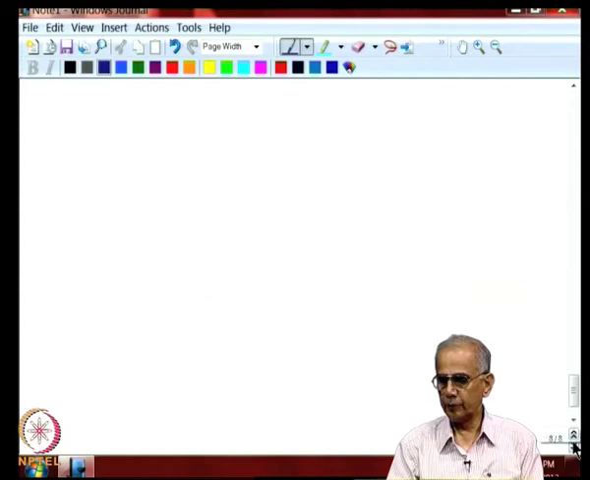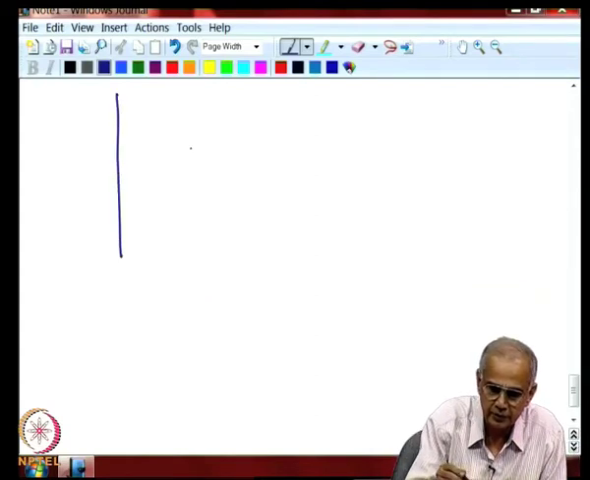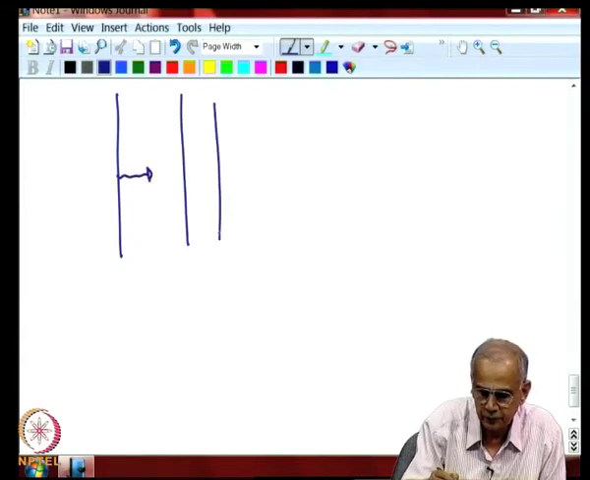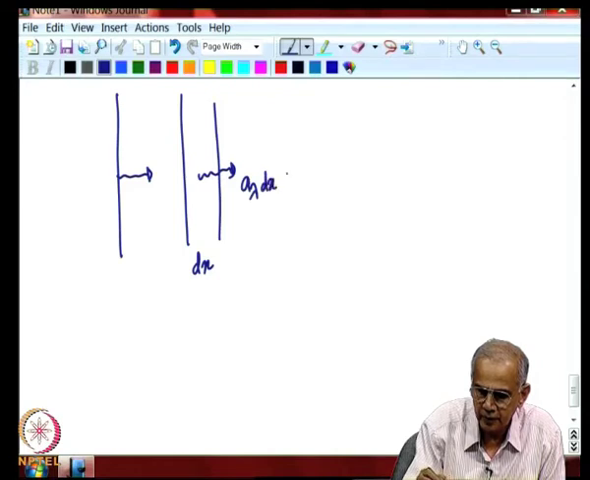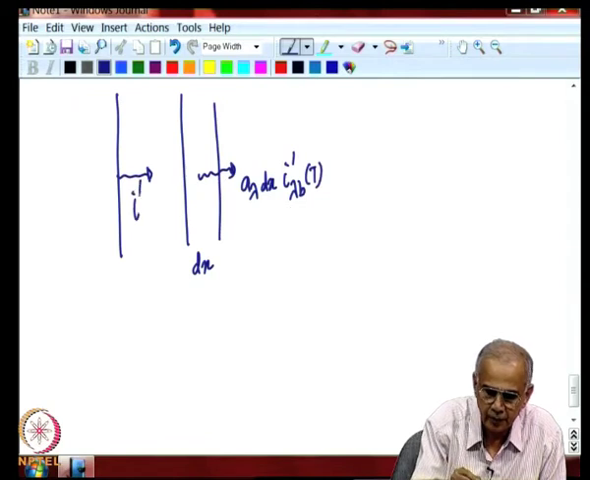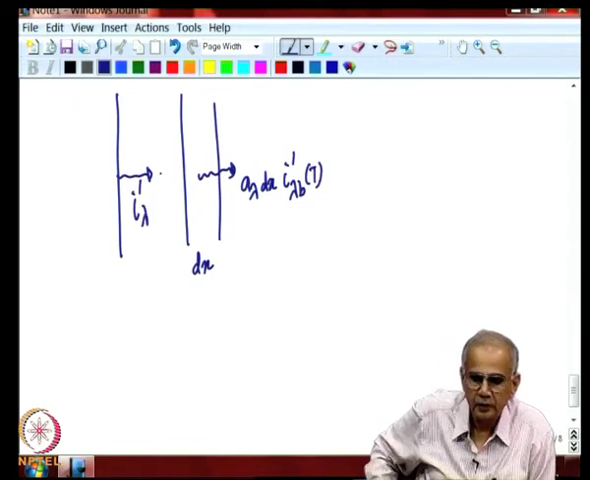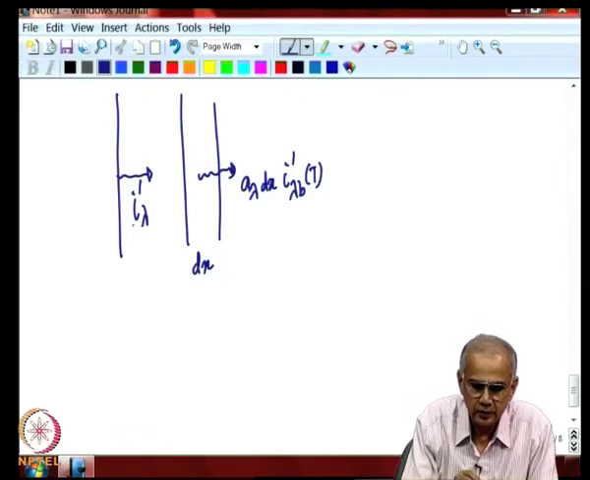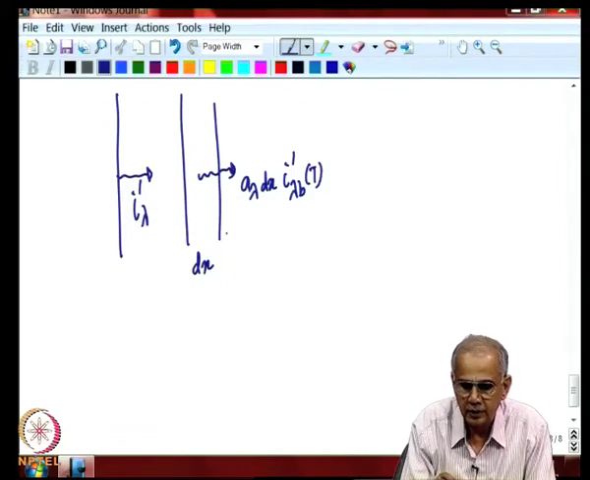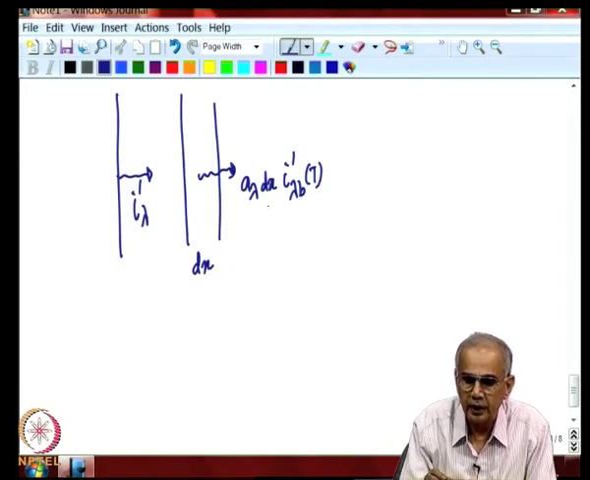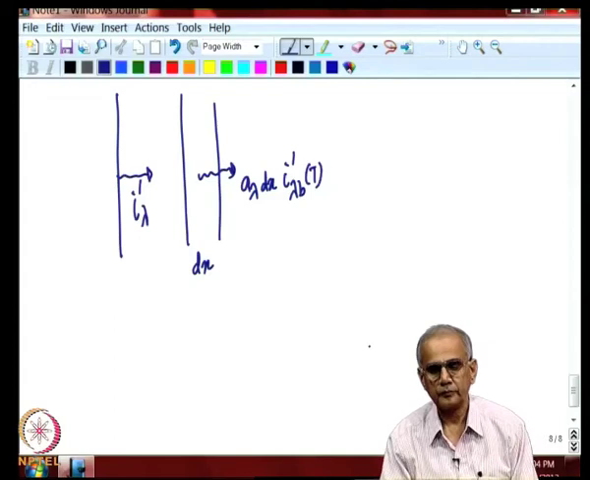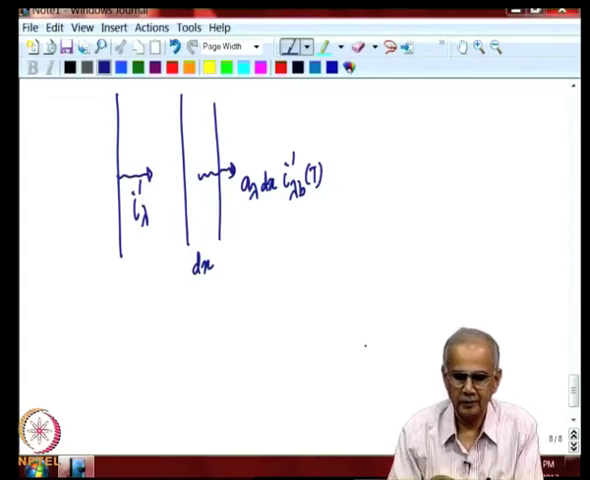So, let me visually portray that for you. Here is a surface from which this is coming, and here is the layer of interest to you, dx. So, this layer emits radiation, and that radiation emission is a lambda dx I prime lambda b at the layer temperature. Well, this is nothing but I prime lambda from the surface. So, this intensity will change as it goes through the gas. It will decrease because of absorption, and increase because of emission. Okay. So, that is the main information that you get.